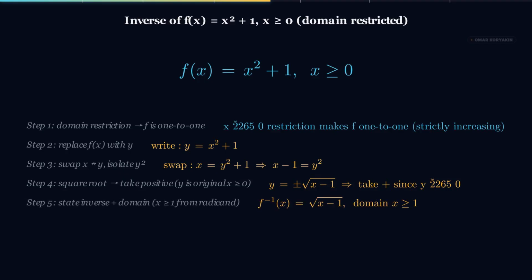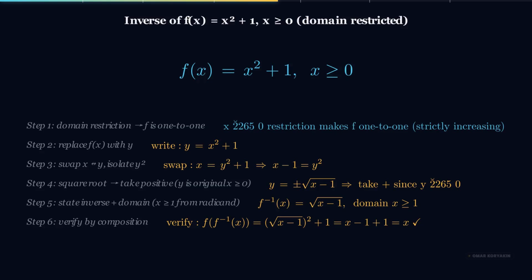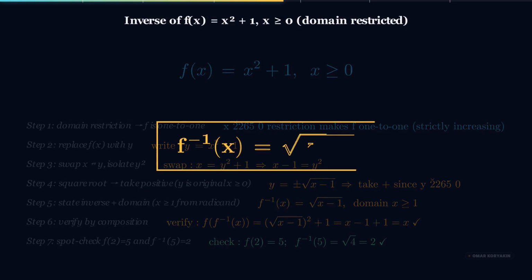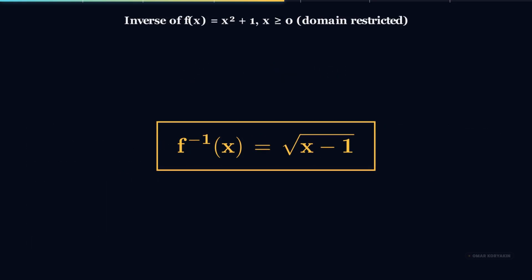Step 5. Verify by composing. f of f inverse of x equals the quantity square root of x minus 1, squared, plus 1, equals x minus 1 plus 1, equals x. Identity verified. Step 6. Sanity check. f of 2 equals 4 plus 1 equals 5. f inverse of 5 equals the square root of 5 minus 1, equals the square root of 4, equals 2. Original input 2 recovered. So f inverse of x equals the positive square root of x minus 1.